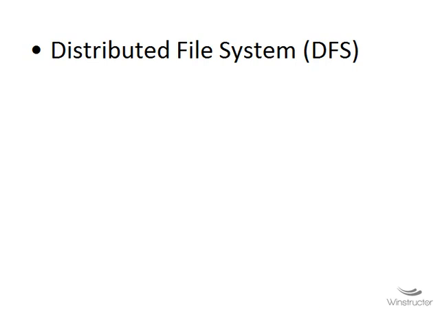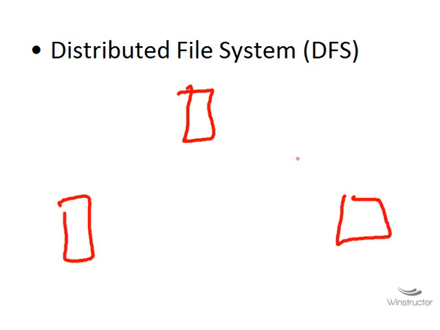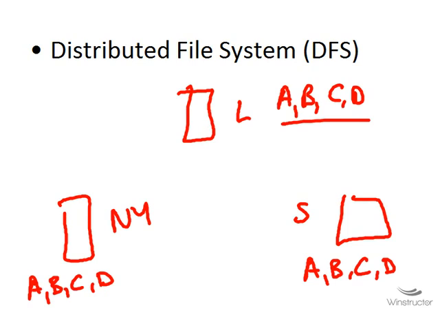So let's take a look at an example. Let's say that we've got 3 servers here. And we have one of these in London, one of them in New York, and we'll say the other is in Sydney. And on each of these servers here, we've got 4 shares. We'll call them A, B, C, and D. So at this point, we've got 3 servers and 12 shares that our users potentially need to remember.